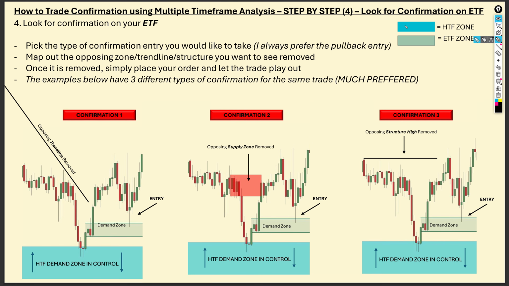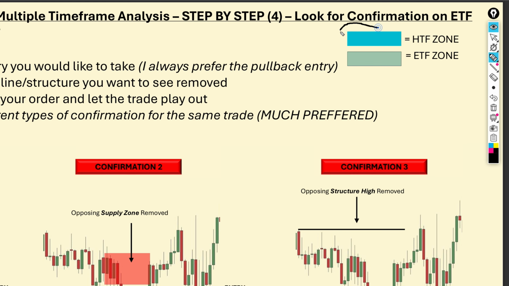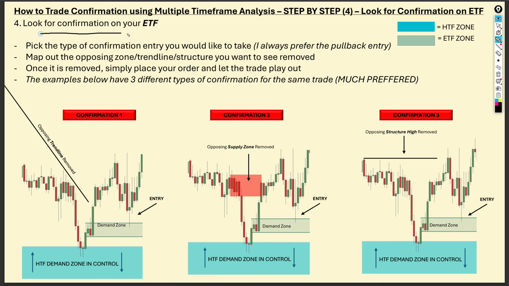And the final step, step 4, is once our higher time frame has been hit, and we know it's been hit for sure, then we look for confirmation on our entry time frame. You can see the bright blue for these examples down here represents our higher time frame, and the light green is our entry time frame zone. So we are looking for confirmation on our ETF. We first pick the type of confirmation entry we would like to take. As I mentioned earlier, I always prefer the pullback entry, that stop breakout order that I talk about.